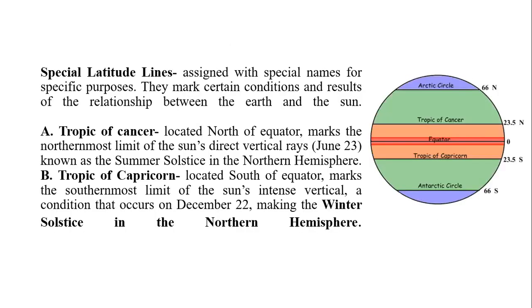And there are four special latitude lines assigned with special names for specific purposes. They mark certain conditions and results of the relationship between the Earth and the Sun. There are four special parallels of latitude that mark a specific area of the planet that has a unique relationship with the Sun. These are the Tropic of Cancer, Tropic of Capricorn, Arctic Circle and Antarctic Circle. And first is the Tropic of Cancer.